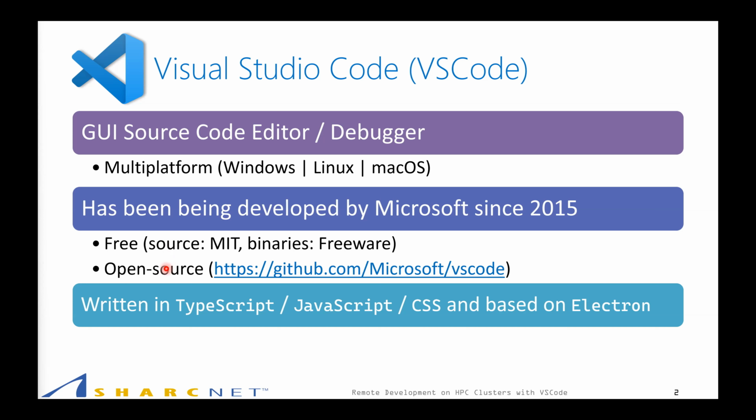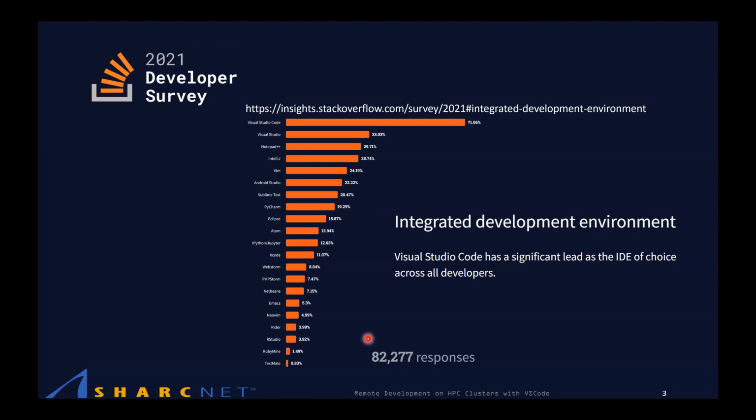And it seems it's becoming a trend with other Microsoft products like Windows Terminal that we are going to use today as well, which is a good sign. Its repository is in GitHub, also owned by Microsoft. The source code is released under MIT license, but binaries can be built and distributed only by Microsoft. It's written in TypeScript, JavaScript, HTML, and CSS, and is based on Electron.